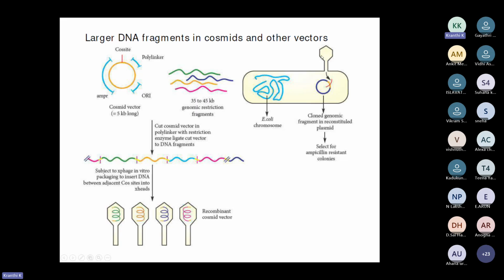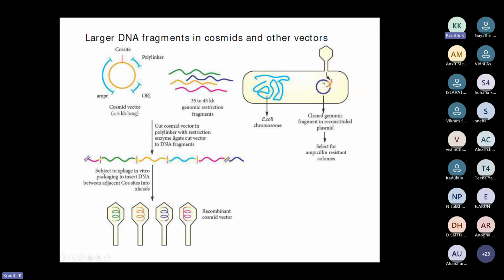Then from E. coli, you are extracting a plasmid. Or we can consider this as a bacteriophage. See, what's a cosmid? Cosmid is nothing but a bacteria infected with a bacteriophage, right? So this bacteriophage inserts its DNA into the bacteria. So this is called the cosmid.